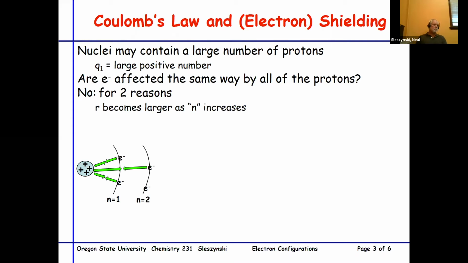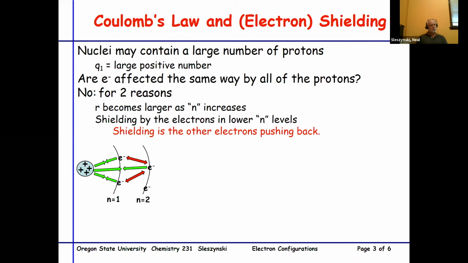If we take a look at the diagram shown below, we can see that distance has an effect. We also have to consider shielding by electrons in lower n levels. So for our n equals 2 electrons, in addition to the attraction to the nucleus, we also see repulsion between the electrons in n equals 2 and the electrons in n equals 1. This shielding is electrons at lower n values pushing back.